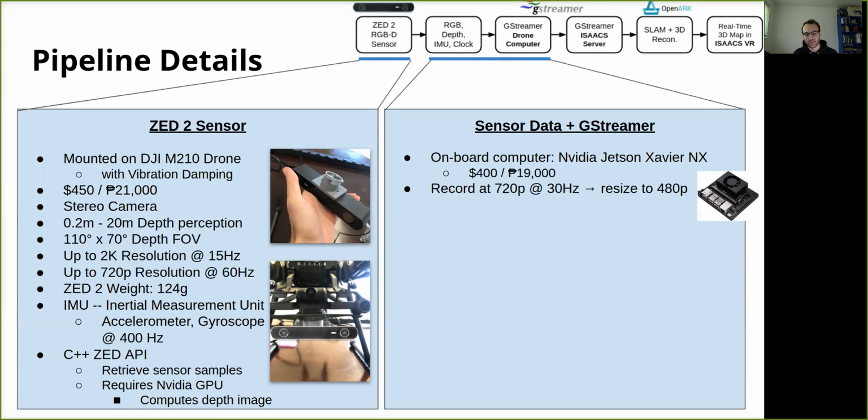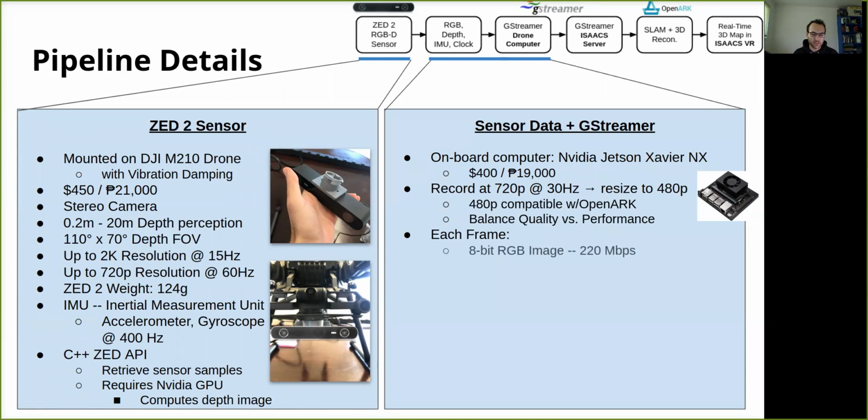So the way our pipeline works is that we record at 720p at 30 hertz, but then we resize that image to 480p because 480p is compatible with OpenARK, and it's a good balance between quality and performance. Looking at each frame that we get from the sensor, it includes an 8-bit RGB image, a 16-bit depth image, and about 13 IMU samples per image, because it comes at a much faster rate of 400 hertz, and timestamps for each piece of data in there.